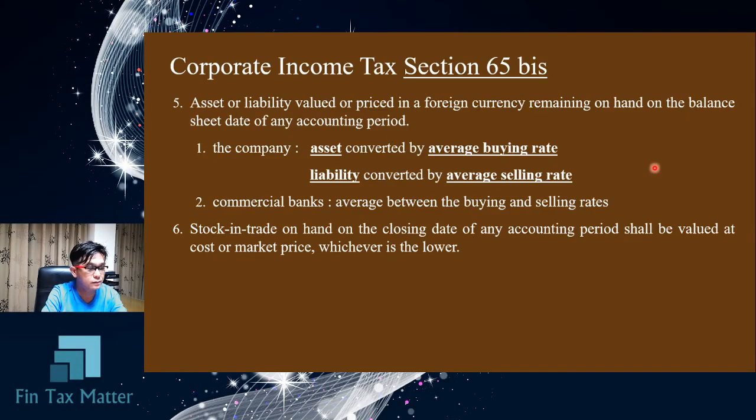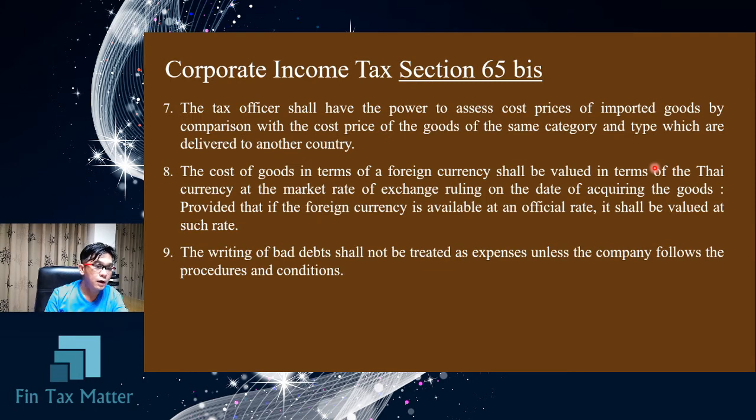Section 65 bis number 7. The tax officer shall have the power to assess the cost price of imported goods by comparison with the cost price of goods of the same category and type which are delivered to another country. Okay, what does this mean?